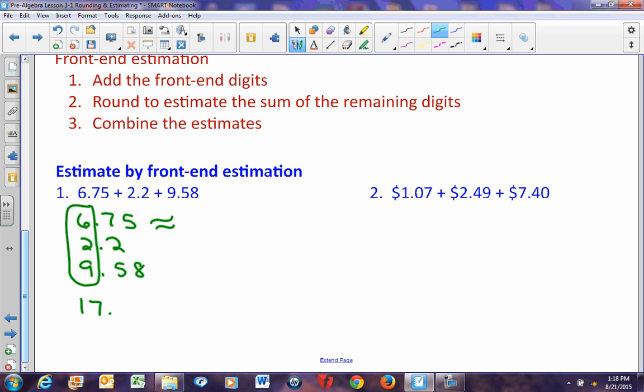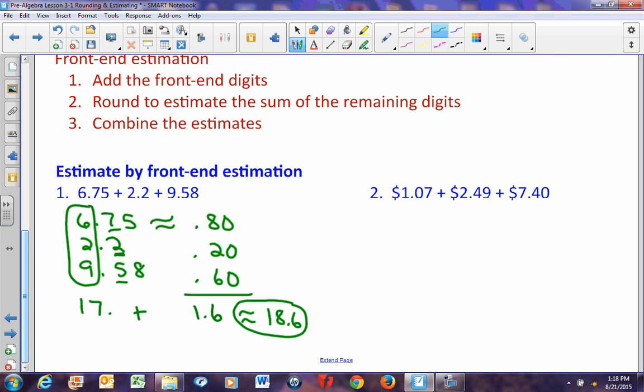Now I'm going to round these. I'm going to round them to the nearest 10 because I can't round any more than that because there's not a nearest 10 past this number 2 here. So 0.75 rounds to 0.80. 0.2 stays as 0.2. 0.58 rounds to 0.60. Okay? If I add these together, I get 1.6. If I was going to add 17 to 1.6, that becomes 18.6. And that's rounding by front-end estimation.